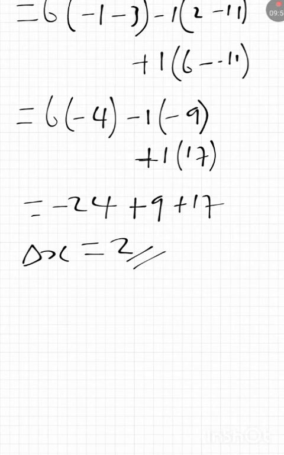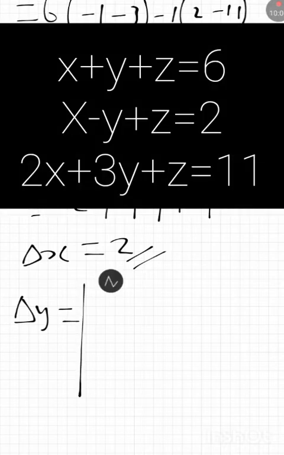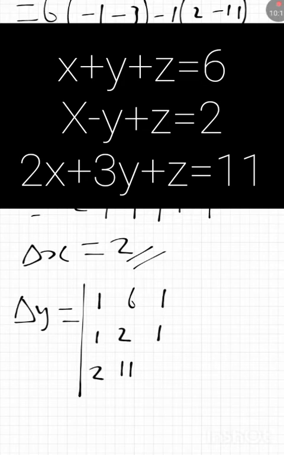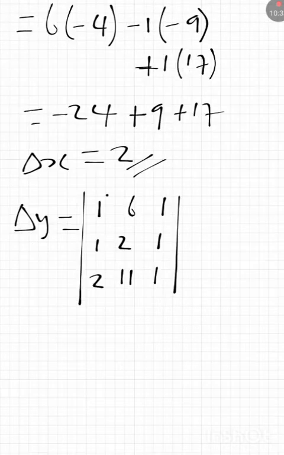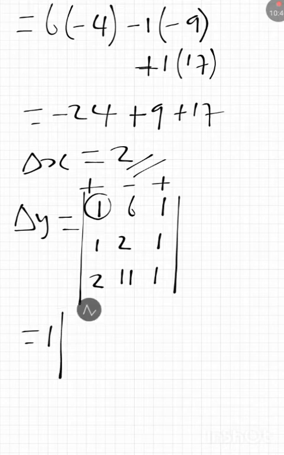I will repeat the same process for delta y. Delta y will be equal to, I will use the constant term to replace all the column of y. So I have 1, 6, 1, 1, 2, 1, 2, 11, 1. Let's do the same thing. I will use this element to multiply, then the row and the column will be cancelled. So I have 1 into 2, 1, 11, 1.